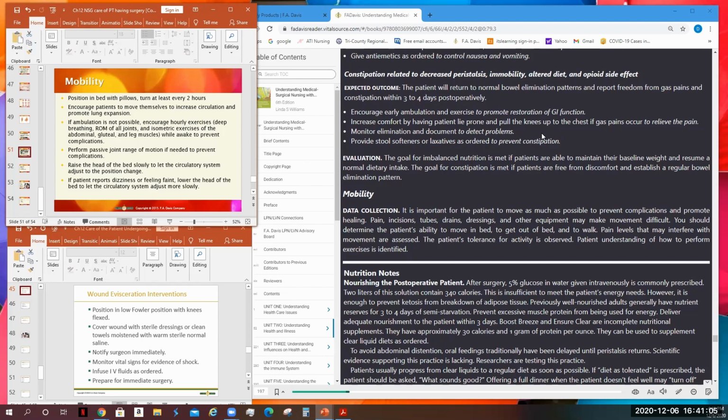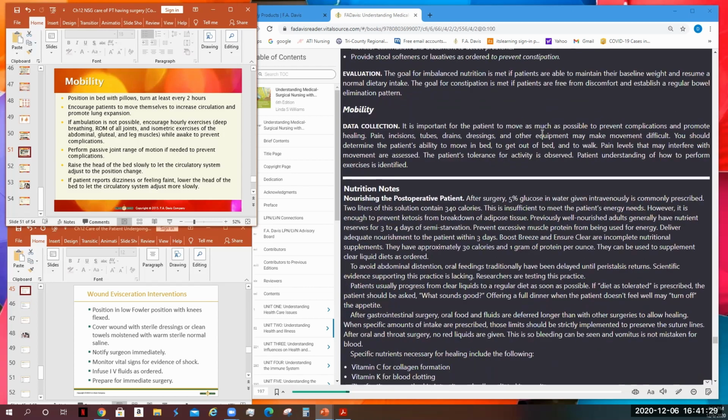Evaluation. The goal for imbalanced nutrition is met if patients are able to maintain their baseline weight and resume a normal dietary intake. The goal for constipation is met if patients are free from discomfort and establish a regular bowel elimination pattern. Mobility. Data collection.